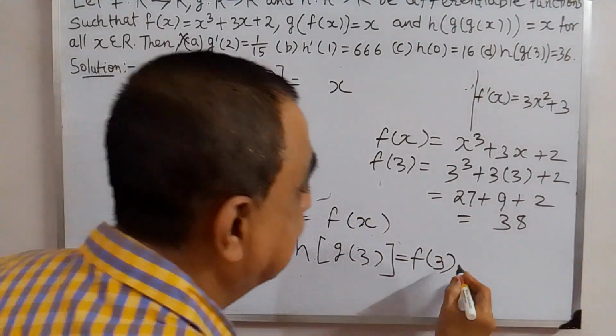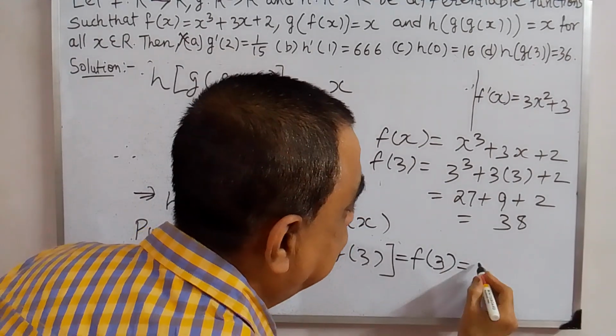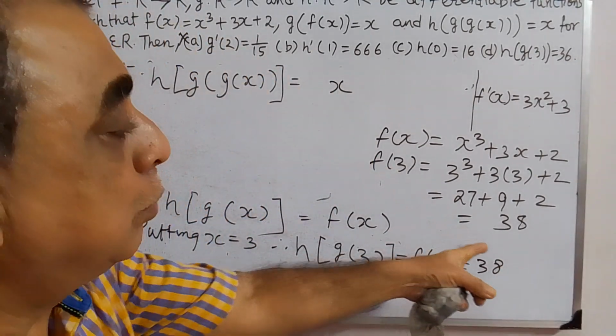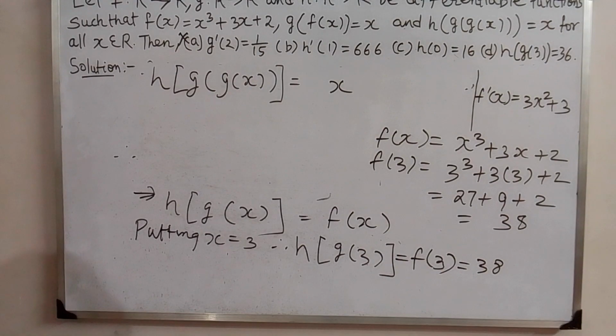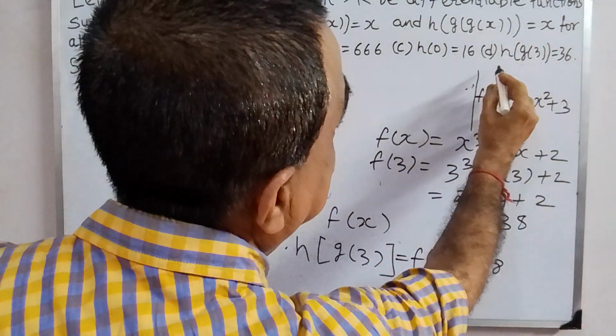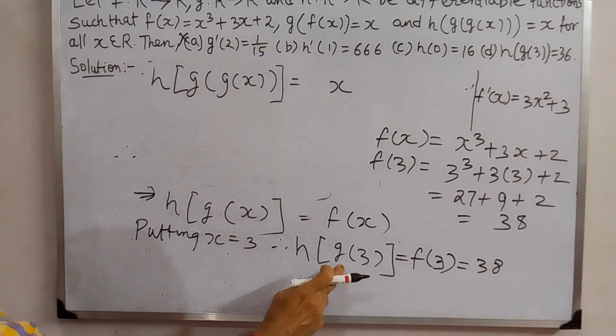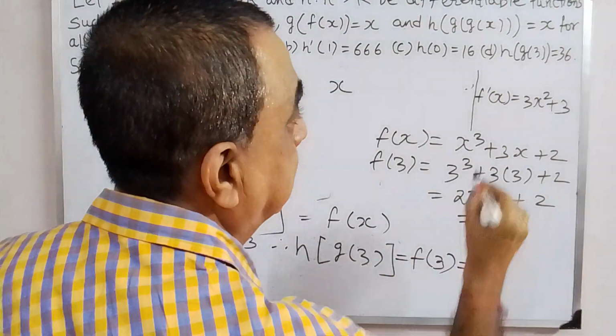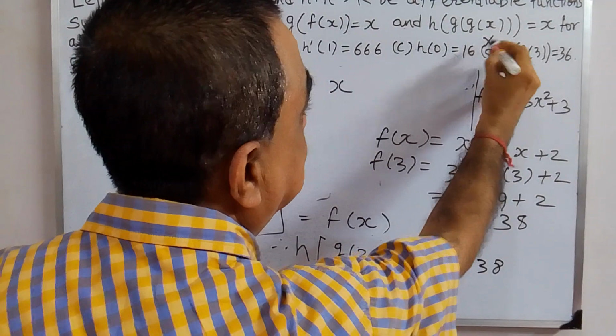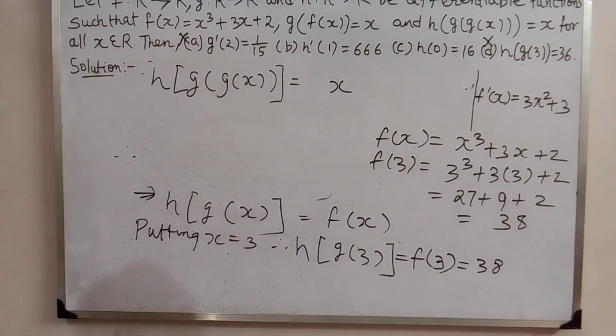So h of g3 will be f3. The f3 value I showed you is equal to 38. But what is the D option telling? H of g3 is 36. We have got h of g3 equal to 38. So the D option has become wrong. Now let us check the other parts.